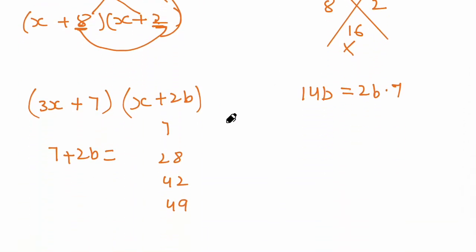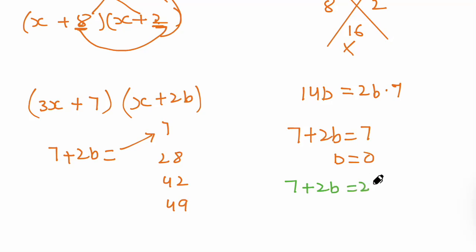Let's see. If 7 plus 2b is equal to 7, then b is equal to 0 if you solve this. Let's see another one. What if 7 plus 2b is equal to 28? Subtracting 7 on both sides, that is 21. 2b is equal to 21. Dividing by 2 on both sides, it is not an integer. So 28 is not the right option because we need an integer.